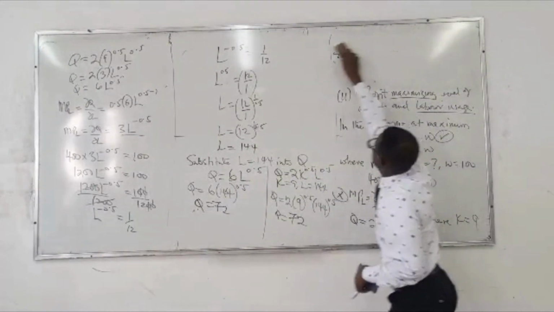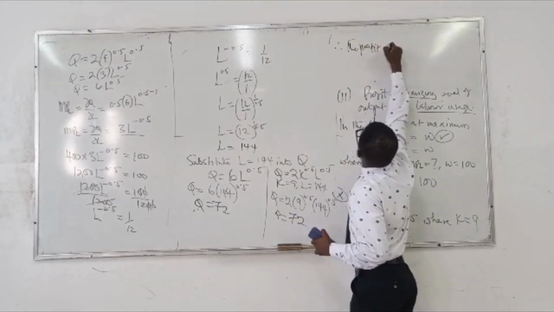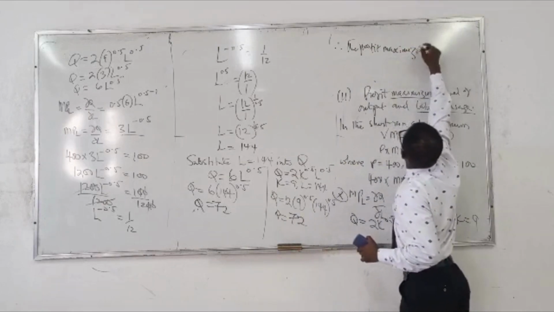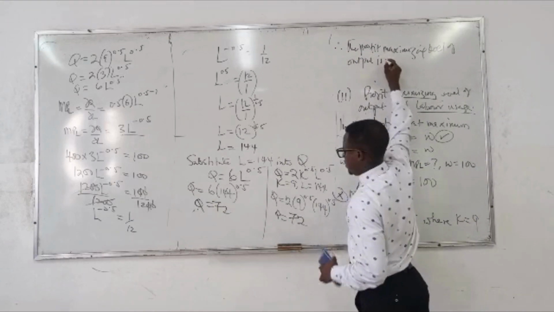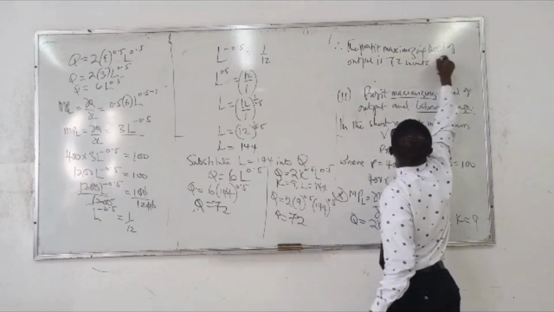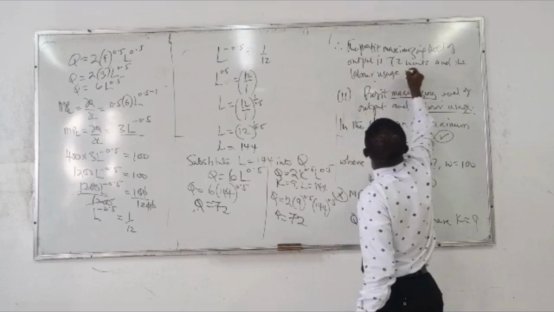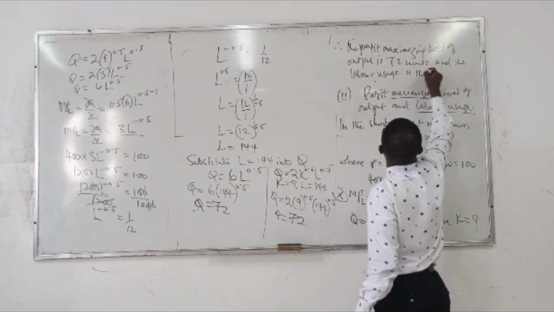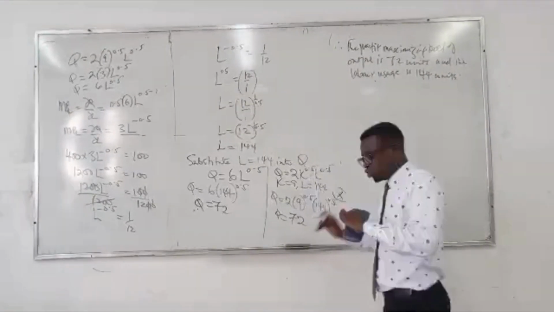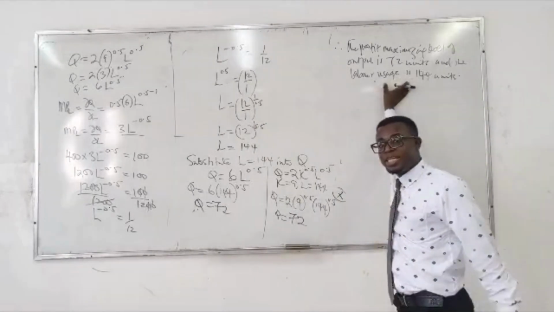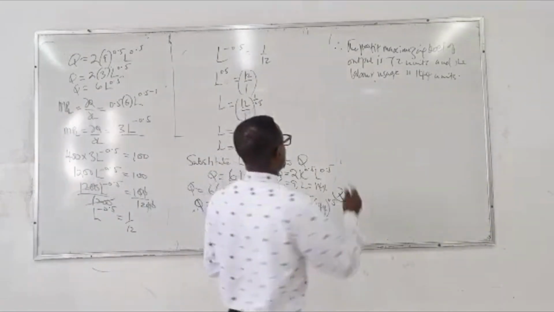Now you have to write a narration, which is marked. Therefore, the profit-maximizing level of output is 72 units and the labor usage is 144 units. That's what we do. So actually, state the full narration in addition to the calculation for the full mark. Now, question number 3, sorry.